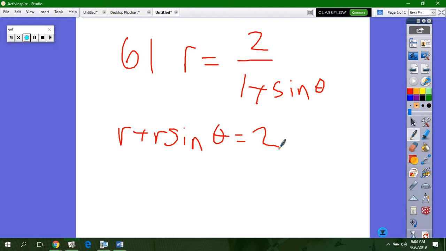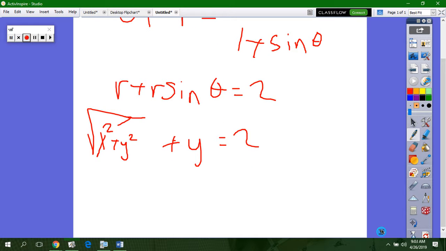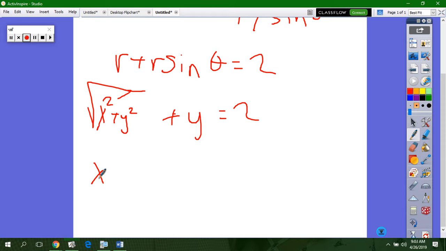What's another name for r? The square root of x squared plus y squared, because r squared is x squared plus y squared, right? What's another name for r sine? Y. Then they look like they solved things. I don't know how they solved it, but I'm going to get this guy to the other side.